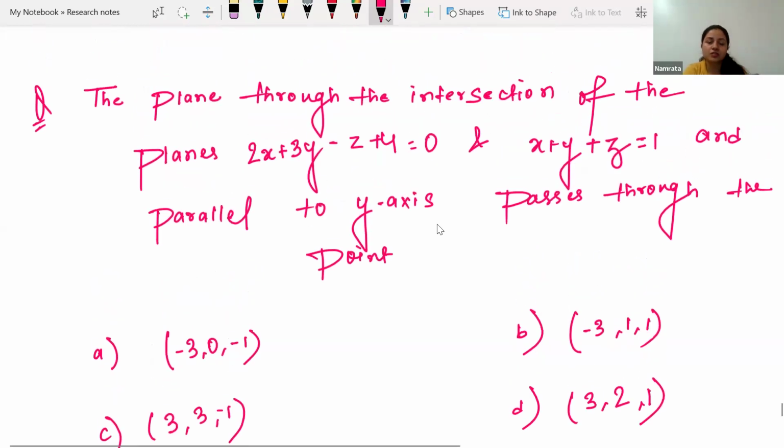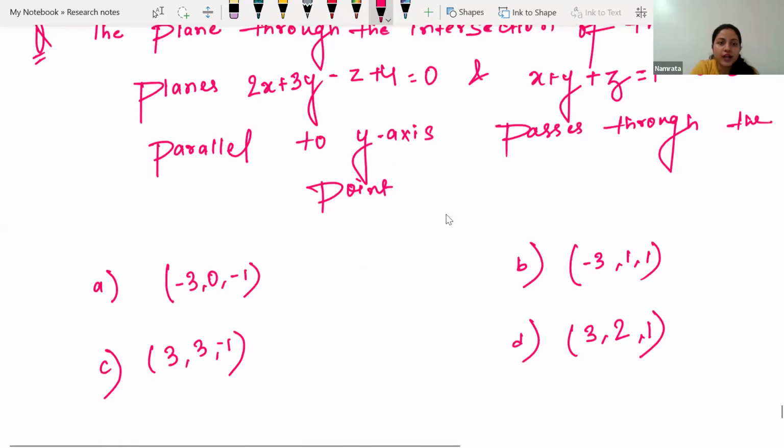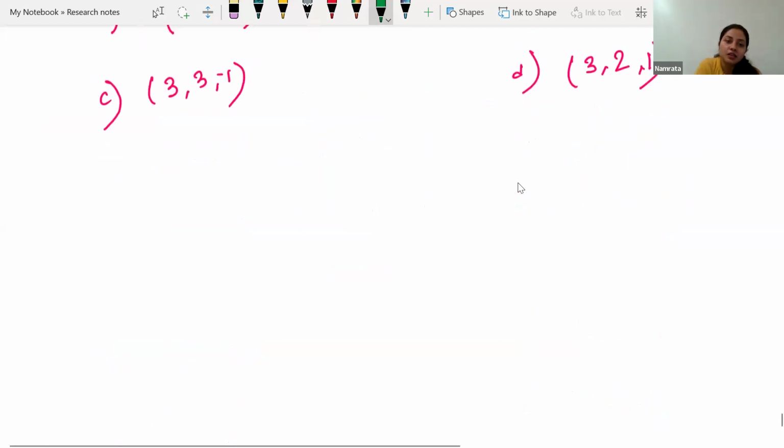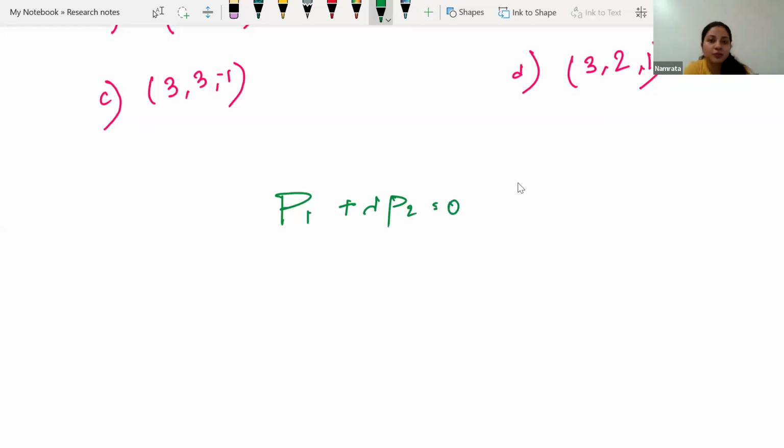Okay, let's solve it. So here we are having a plane which is passing through the intersection of this plane and this plane and parallel to y-axis. So basically in the previous class also we were discussing how we will get the equation of a plane which is passing through the line of intersection of two planes, and that equation will look like this one. Plane 1 plus lambda times plane 2 is equals to 0. Yes or no?